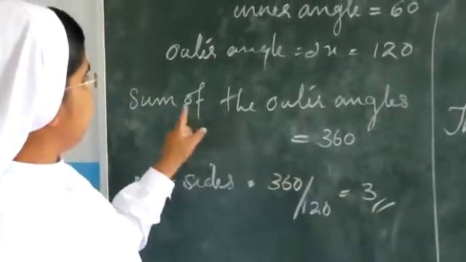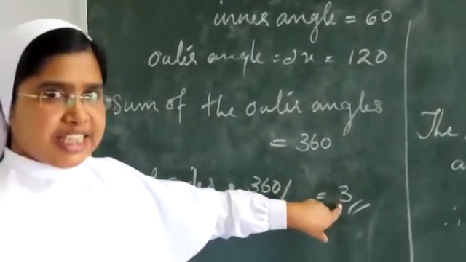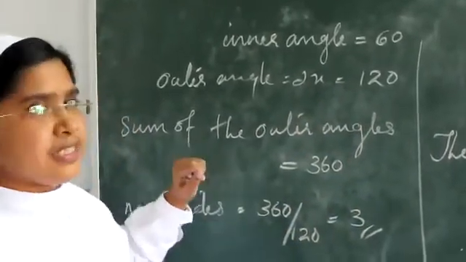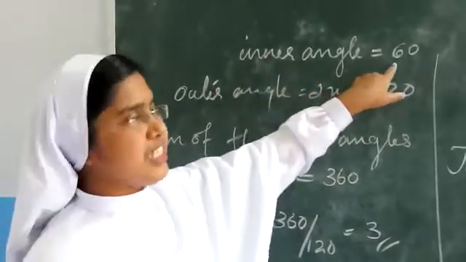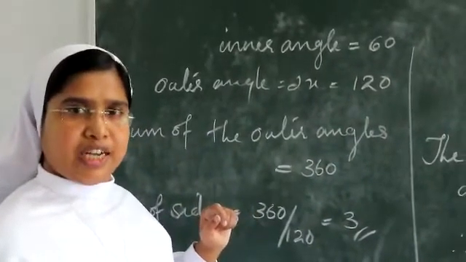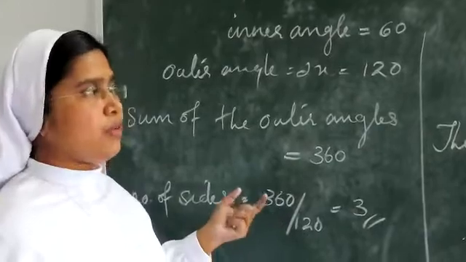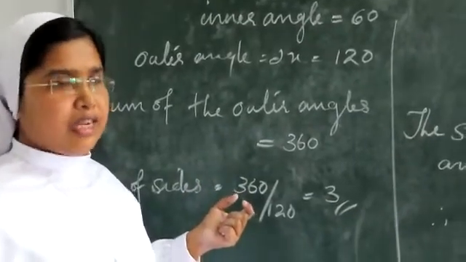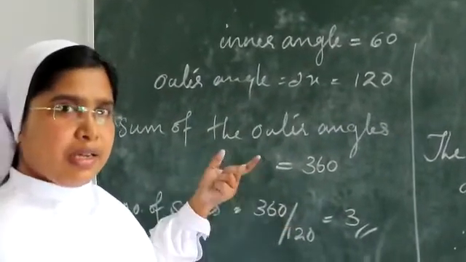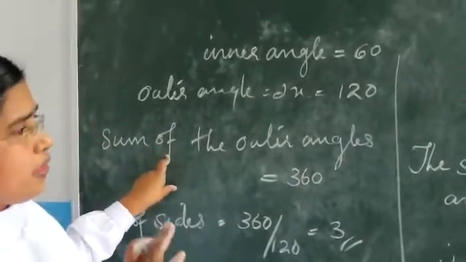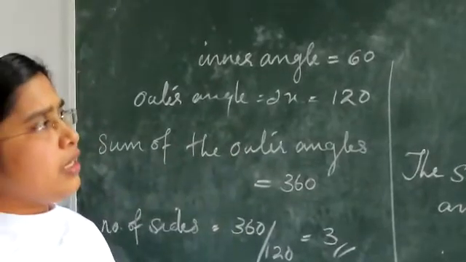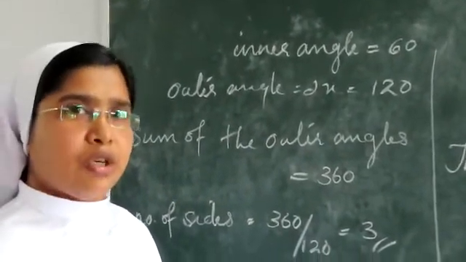So we can check and understand the sum. We said it is 3 sides. 3 into 120 gives 360. And the inner angle is 60; 60 into 3 gives 180. So we have understood what the polygon was. It was a triangle. Hope you have understood. Understand clearly, because what type of polygon it was was not given to us. Only one clue was given: the outer angle is twice the inner angle.